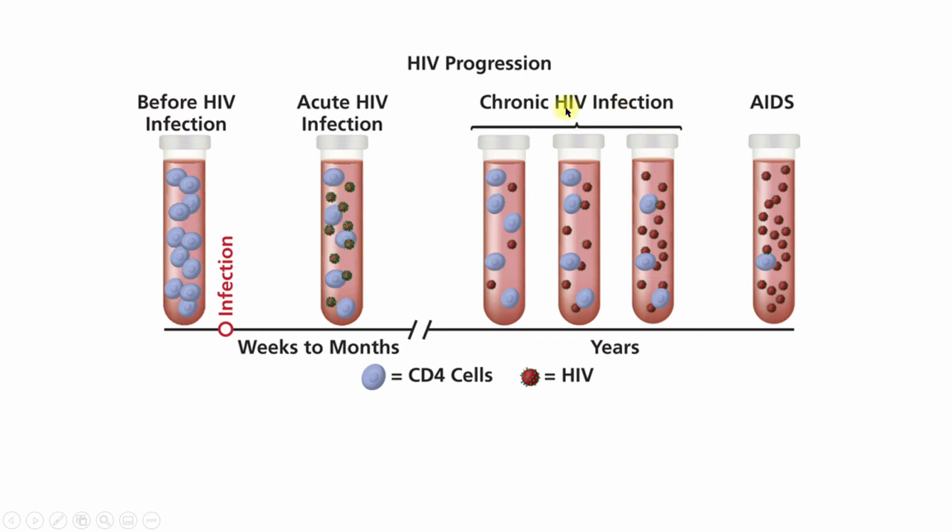And then in the chronic HIV infection, the number of the viruses obviously will increase and become more prevalent, or lebih banyak daripada helper T cells ini. And then in AIDS, what happens? Helper T cells almost gone, bye bye.